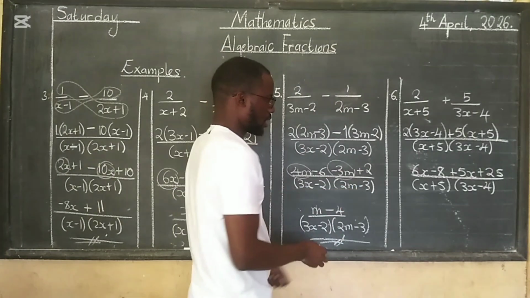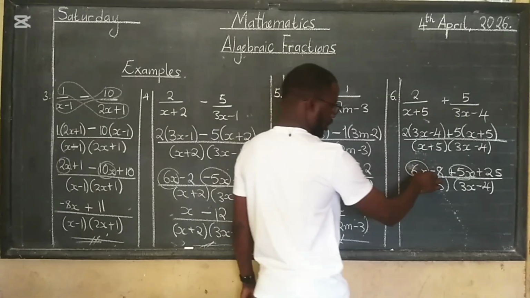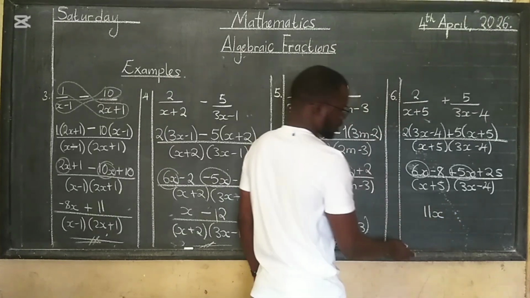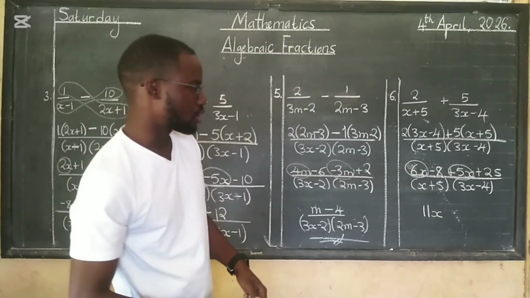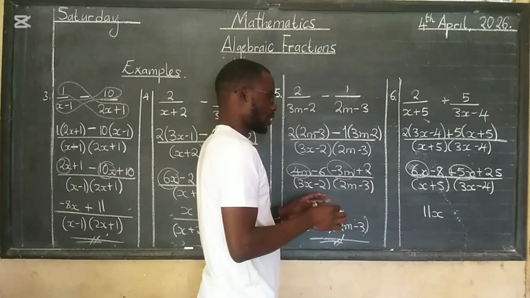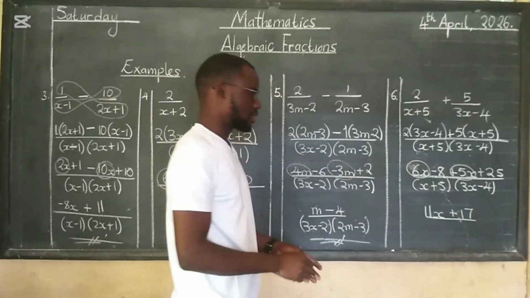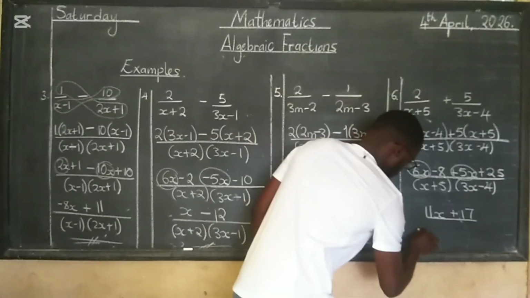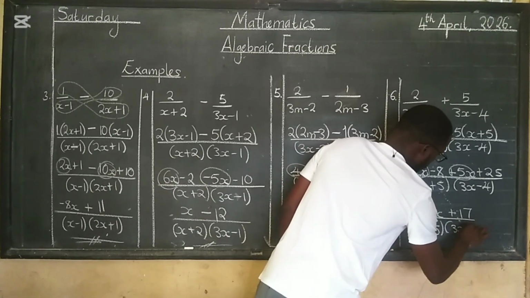Then here, the like terms are these and these. So 6x plus 5x is going to give us 11x, then minus 8 plus 25. It's like we are subtracting. What is 25 minus 8? 25 minus 8 is going to give us somewhere 17. This is plus 17. If you want, you can prove it. 17, 18, 19, 20, 21, 22, 23, 24, 25. And at the bottom, I have x plus 5, 3x minus 4.